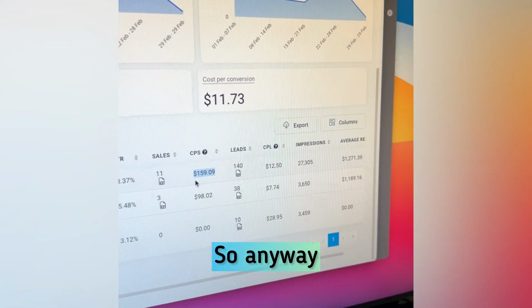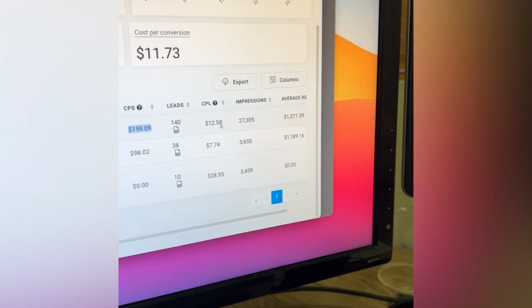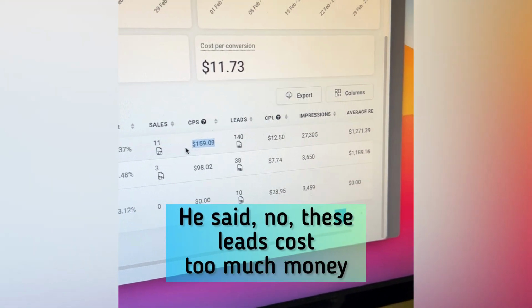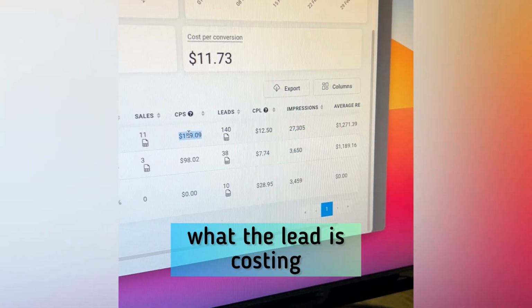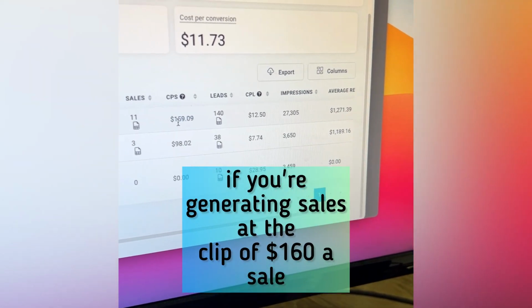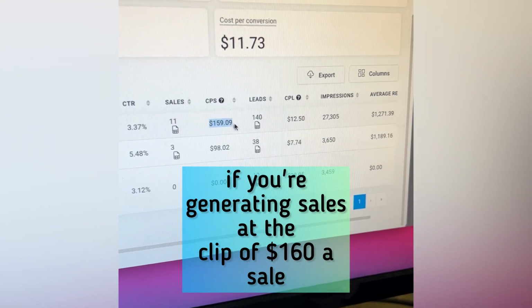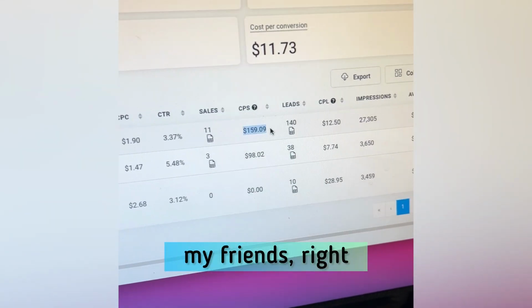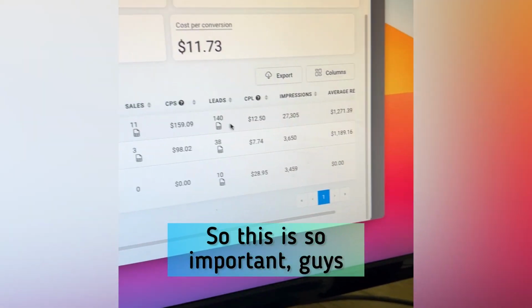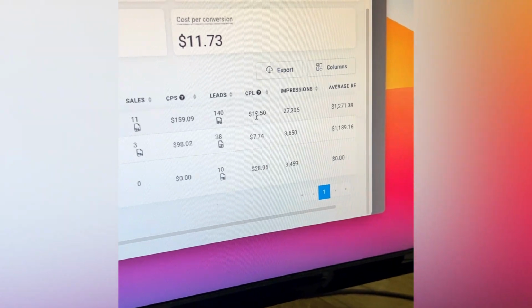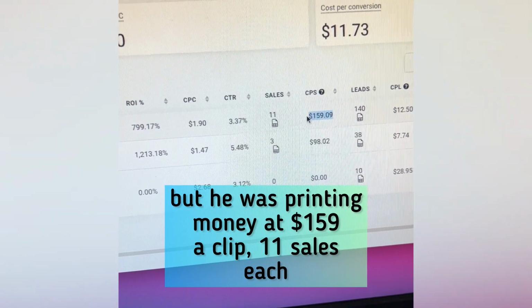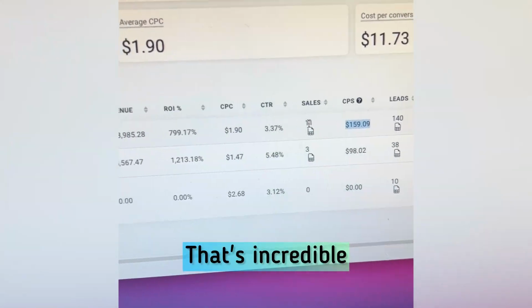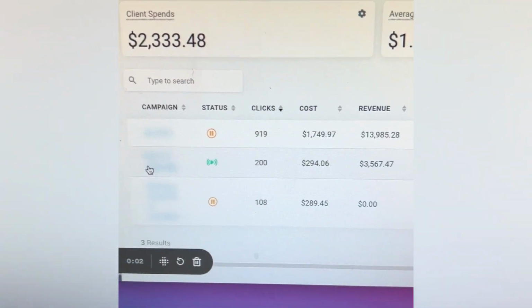that's incredible. So anyway, he was going to turn this off. He said, no, this leads cost too much money. It doesn't matter what the lead is costing if you're generating sales at the clip of $160 a sale, my friends. This is so important, guys. Look, the leads were costing him $12.50, but he was printing money at $159 a clip, 11 sales. That's incredible.